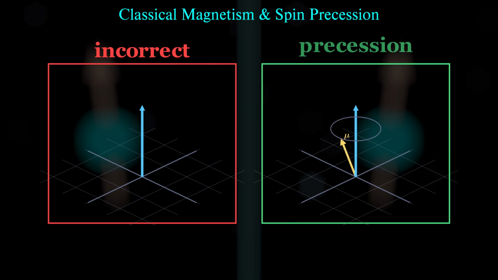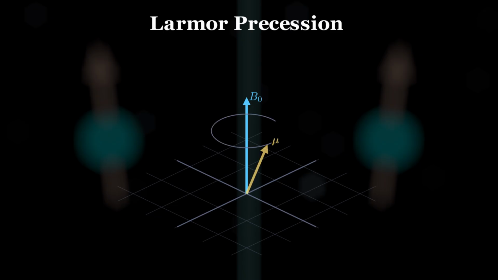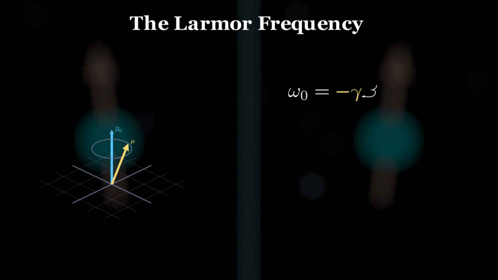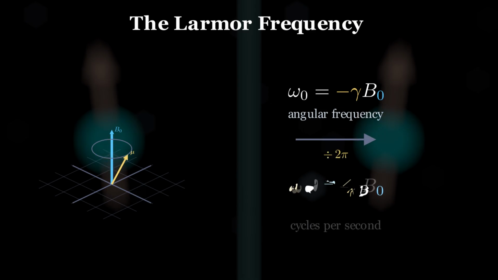You can kind of think of it like a spinning top in gravity. The top doesn't immediately fall straight down because it has angular momentum. Gravity makes it wobble around the vertical axis. In NMR, the magnetic moment does something similar to that around the magnetic field axis, and the frequency of that motion is called the Larmor frequency, given by this equation you can see here. Gamma is given in radians per second, so if we want frequency in cycles per second, we'll just divide by 2π. This is one of the most important relations in all of NMR.